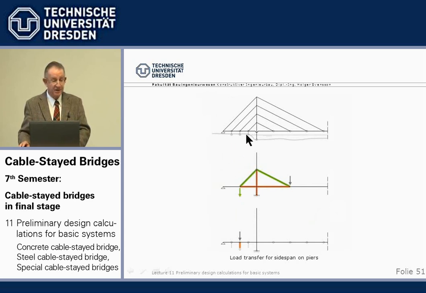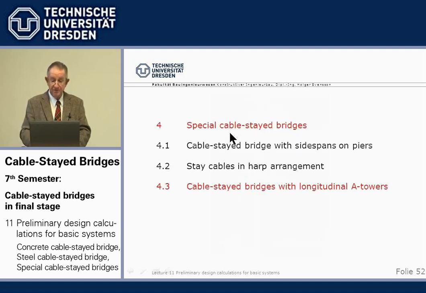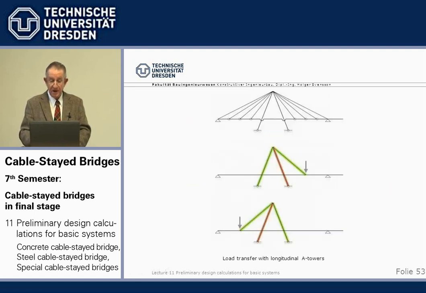If we have piers in the side span of a harp, like the Knie Bridge across the Rhine River, then life becomes much easier, because then every forestay cable force goes directly into the backstay, so the backstay cable is only acting for this forestay, and every other cable here is its own backstay because it's rigidly supported, fixed to the beam. And finally, sometimes we have A towers, longitudinal A towers.